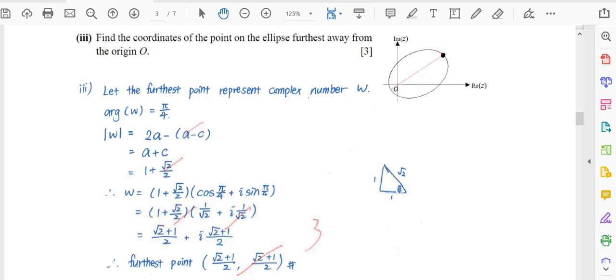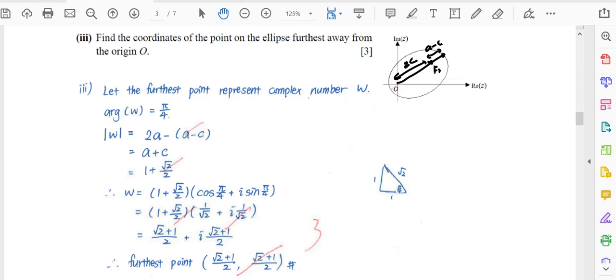So the modulus of this complex number: if you have the two foci, we know that the distance between the two foci is 2c. And then the distance between this point and this point is actually a minus c.